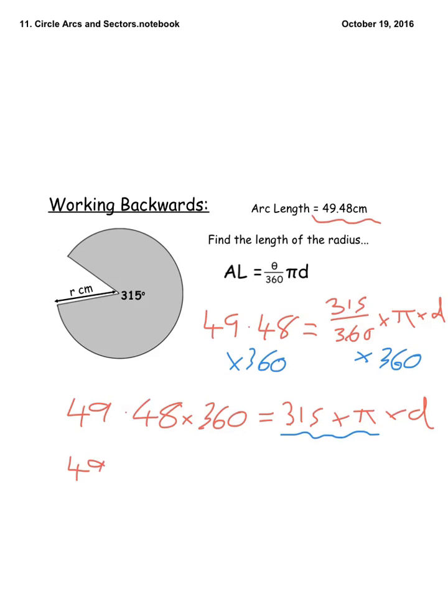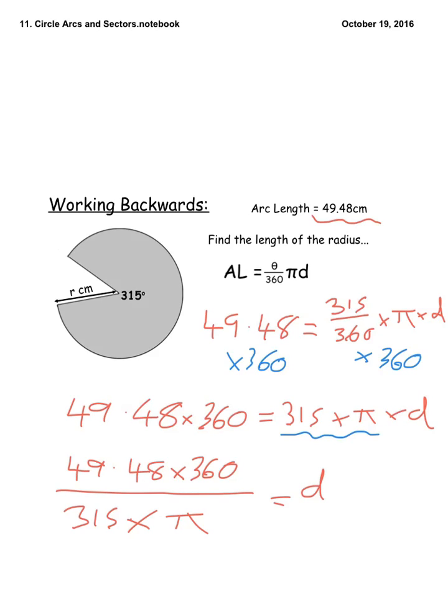So I get 49.48 times 360, all divided by 315 times pi, and that's equal to d. So we can give a value for our diameter now. If we stick that into the calculator, 49.48 times 360 divided by 315 times pi is equal to 18.